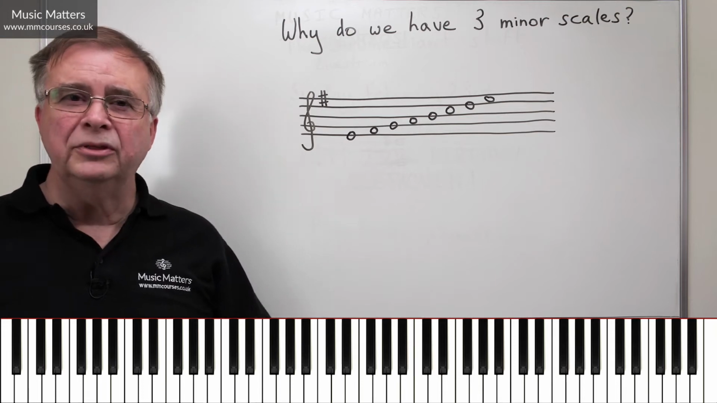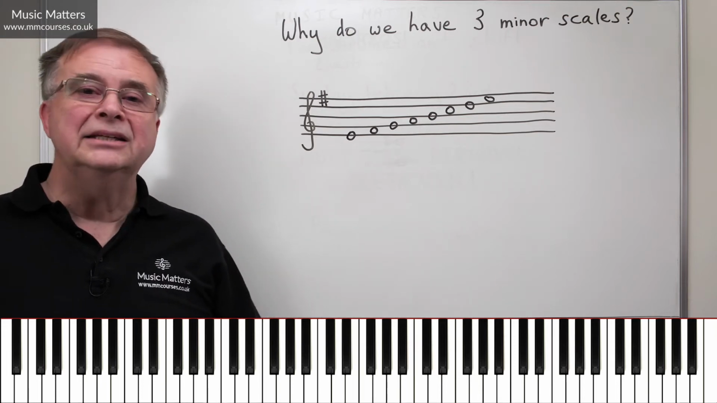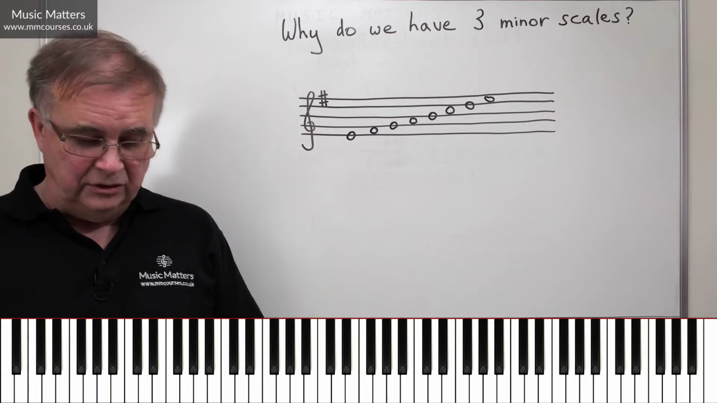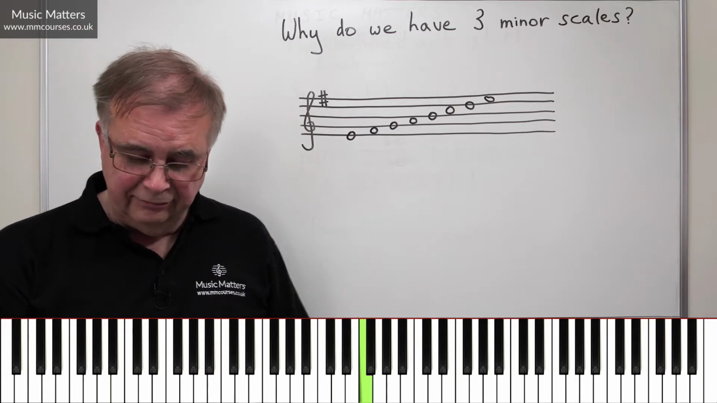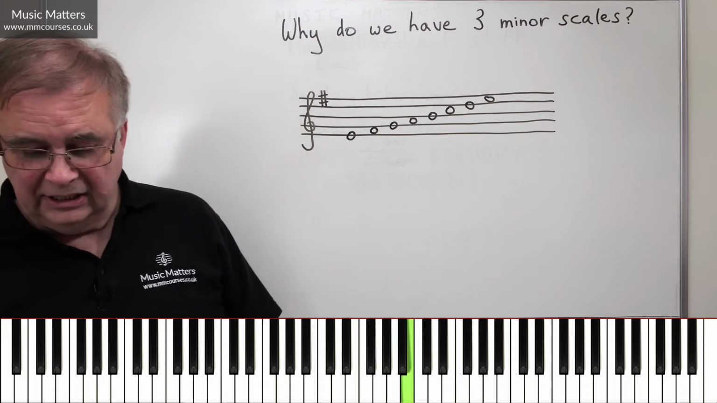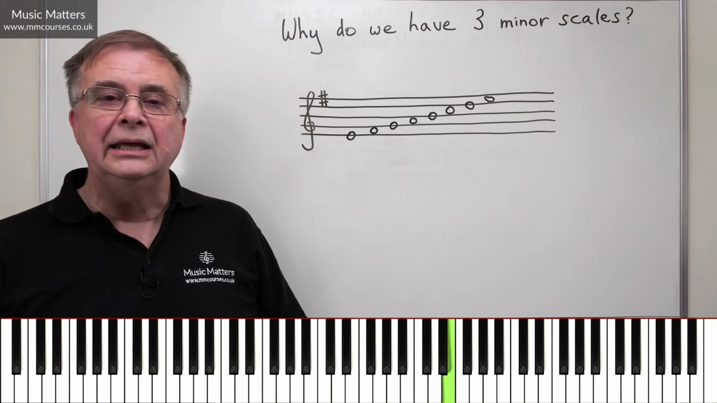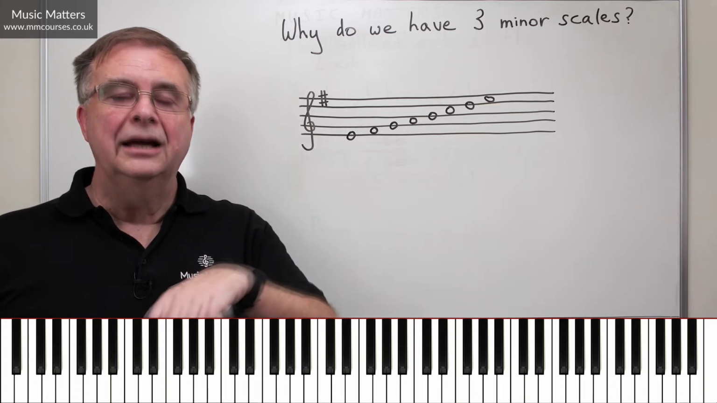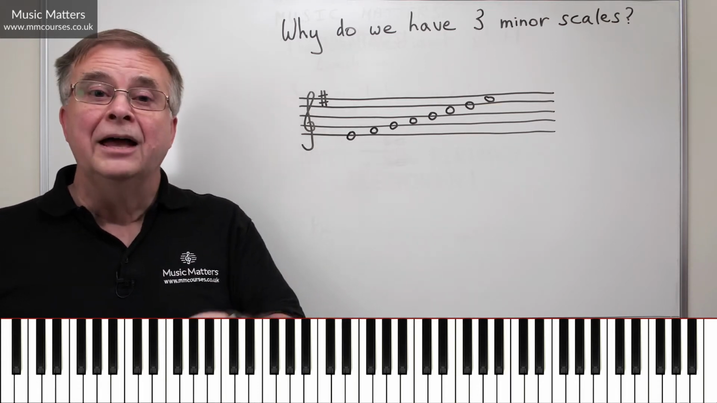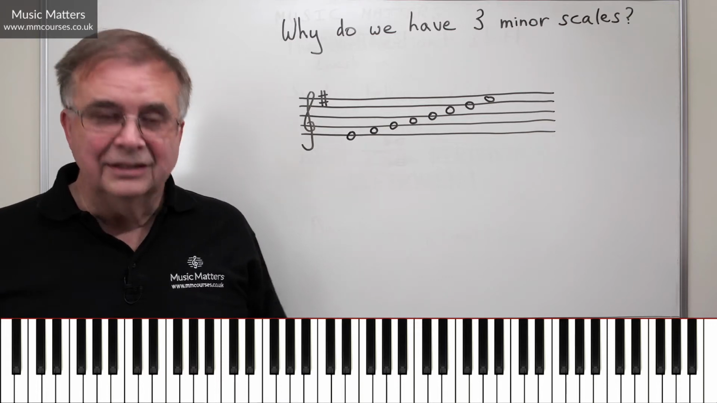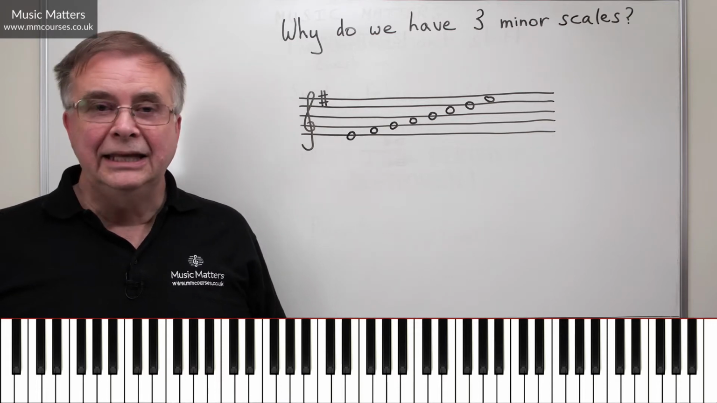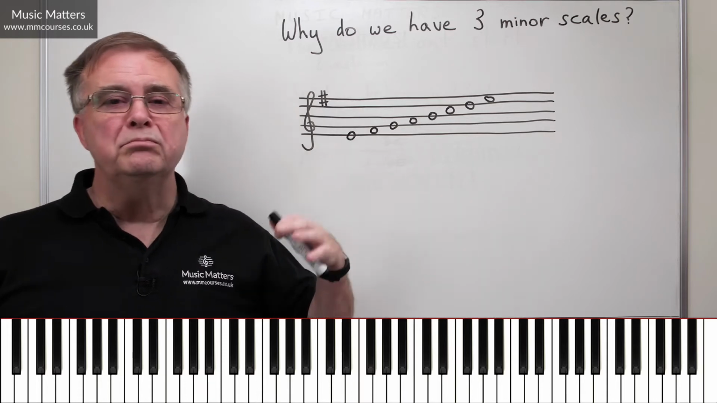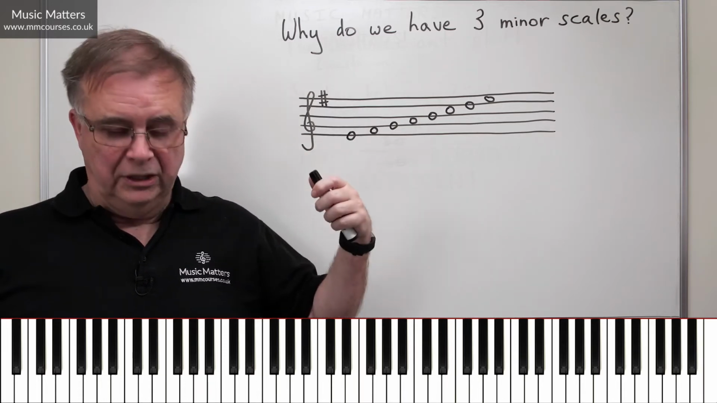Now, some people think when you play E natural minor, you just start on E and you use the white notes. So you play E, F, G, A, B, C, D, E and come back down the same way. But that is not E natural minor. That is a mode that begins on E. So we're talking about natural minor scales, not modes.